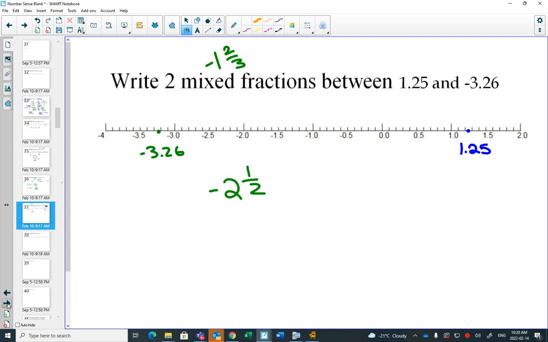So what would you want, bigger or smaller? Smaller. So now, Kale, she just did negative 2.5. You need to have a mixed number that is smaller than negative 2.5, but still has to be bigger than negative 3.26. Yeah, that was a hard one. And you don't have a lot of room to work with, right? But what would be a mixed number that would be in between there?